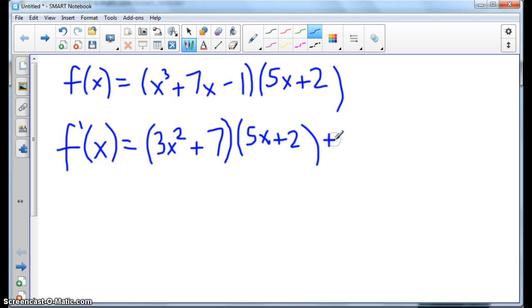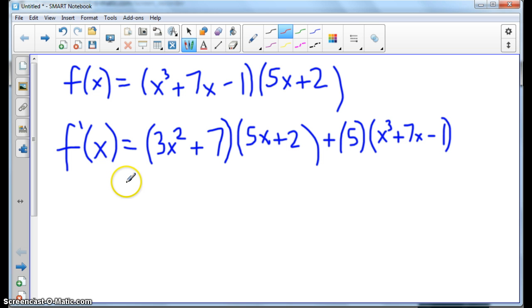And then we are going to add that to the derivative of the second function. So the derivative of the second function is just 5. Because 5x, the derivative of that is 5, and the derivative of 2, again, it's a constant, so the derivative there is 0. So the derivative of the second function is just 5. And we're going to multiply that by our first function. So we're just rewriting that there. So that's the beginning of our derivative.